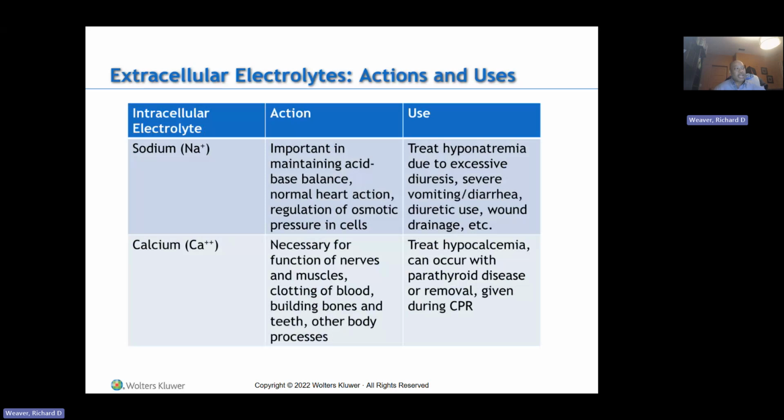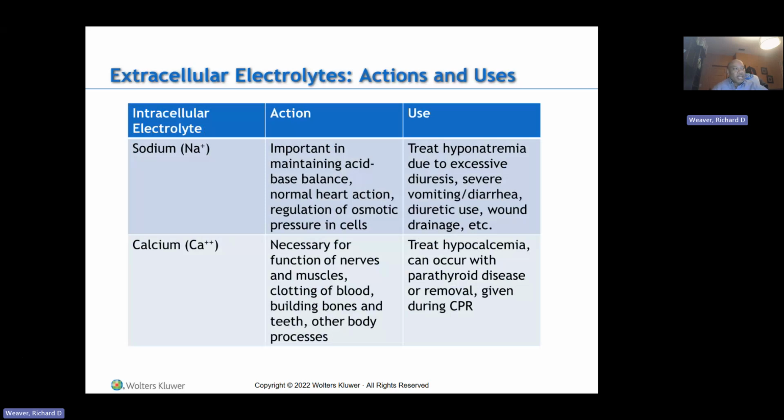As far as calcium, calcium is necessary for function of nerves and muscles. And remember, nerves and muscles go hand in hand. Nerves stimulate muscles to move, all right, not the other way around. We also use calcium for clotting of the blood. The body needs calcium to help with clotting, so people don't bleed to death. Building bones, of course, that's a given, and also teeth, and also other body processes.